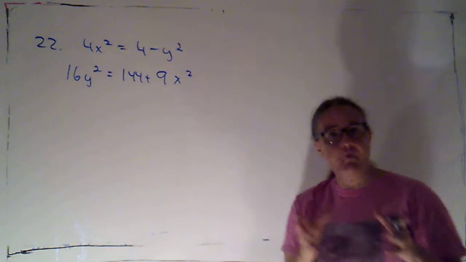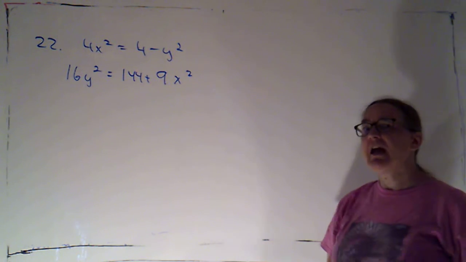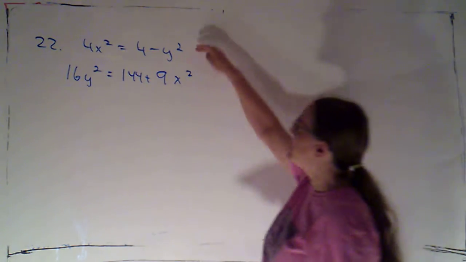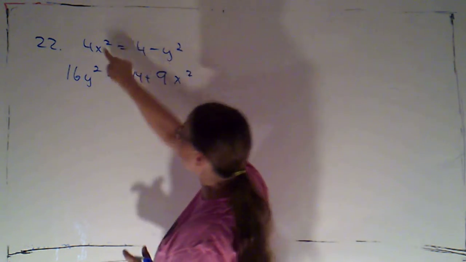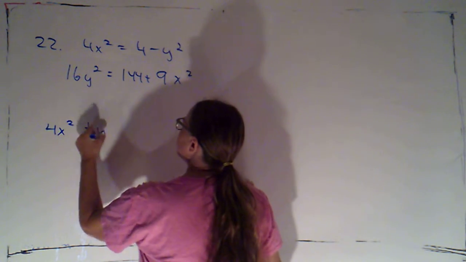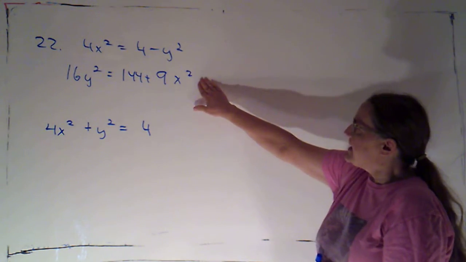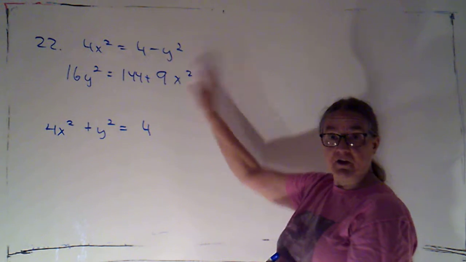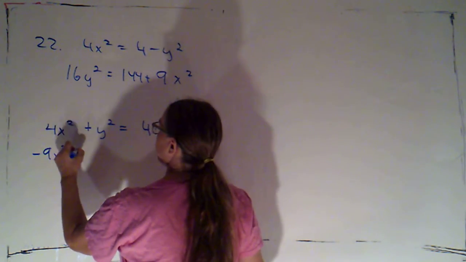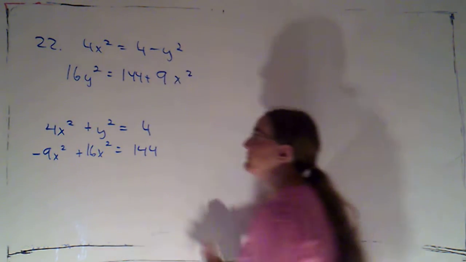But they're not in the same form, so I'm going to just rearrange the two equations. I think what I'm going to do is get all the variables on the left, numbers on the right. So for this first equation, I would add over the y squared. So that's going to become 4x squared plus y squared equals 4. For this second equation, it looks like I want to subtract over those x squareds. So that will become negative 9x squared plus 16y squared equals 144.